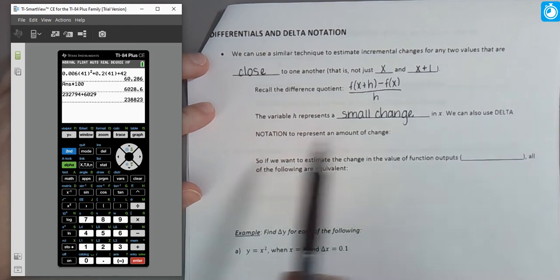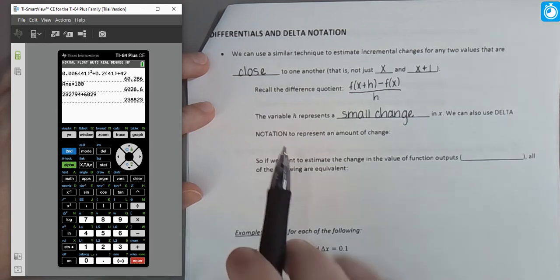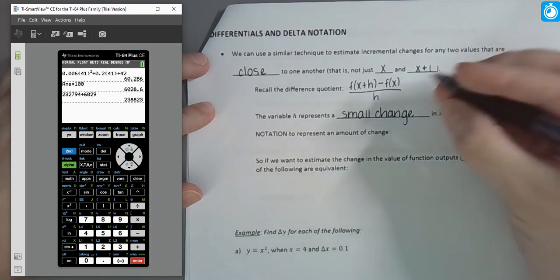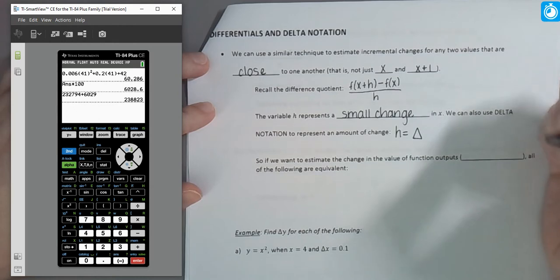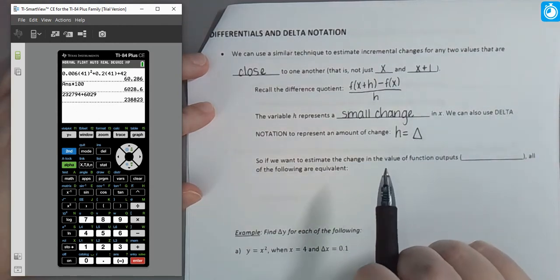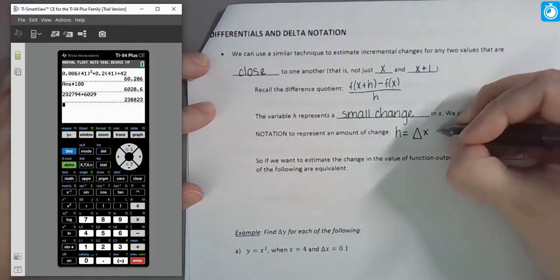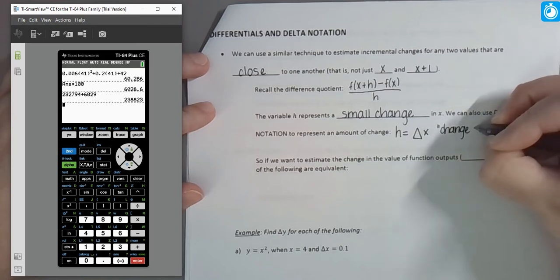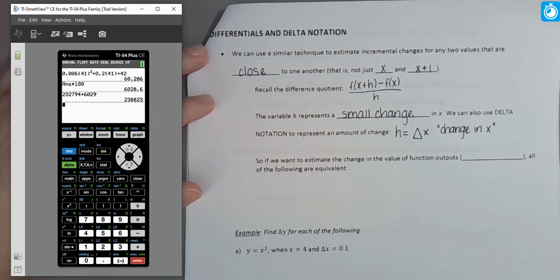Now we can also use what we call delta notation to represent an amount of change. So the variable h can represent change. If we're talking about x changing, then another way of expressing h would be using delta, which looks like a triangle. This is the capital Greek letter delta. So delta x is another way of saying change in x. So the amount of change that it would take to go from one x value to another.